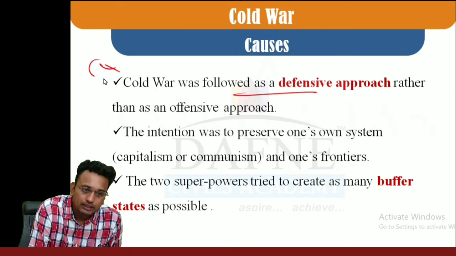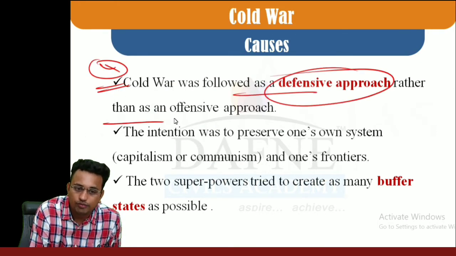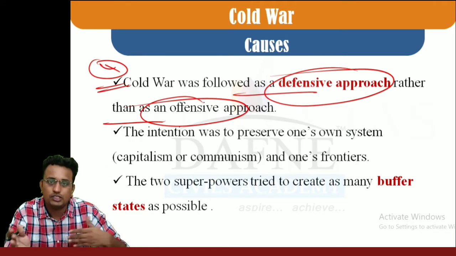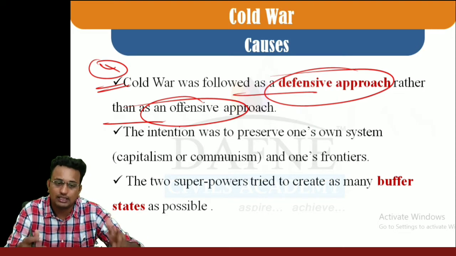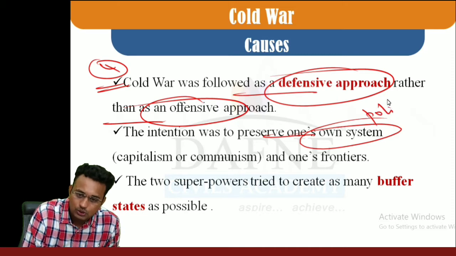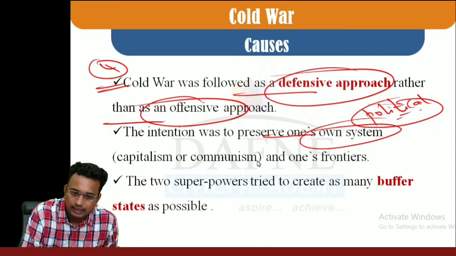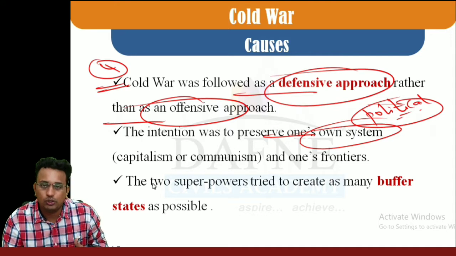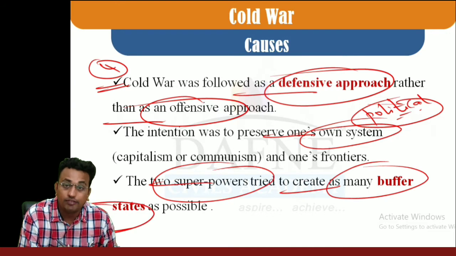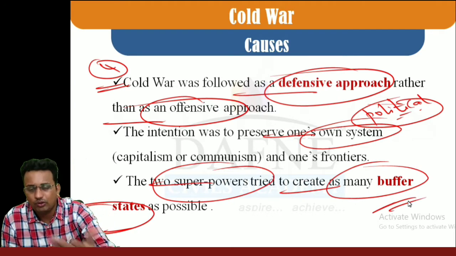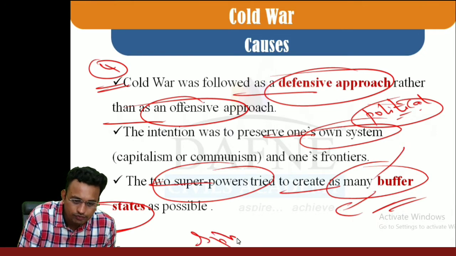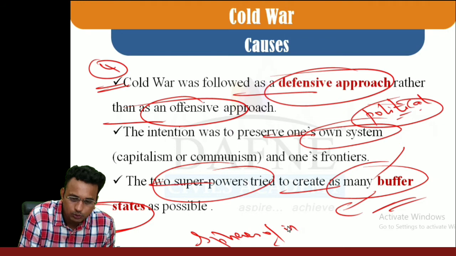The fourth reason, you can say, it was a defensive approach rather than an offensive approach. Both did not go for direct attacks. It was used as a defensive approach using other pawns, that is, other countries. The major intention is to preserve one's own political system, so that the other's political system would not impact it. The two powers tried to create as many buffer states as possible. Okay, wordings are important. If you could remember the words, you could write up the answer. So these buffer states, or spheres of influence, both superpowers tried to develop.